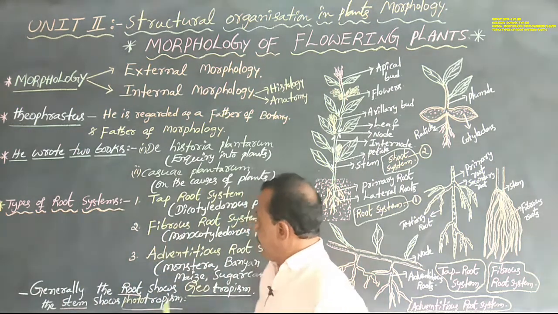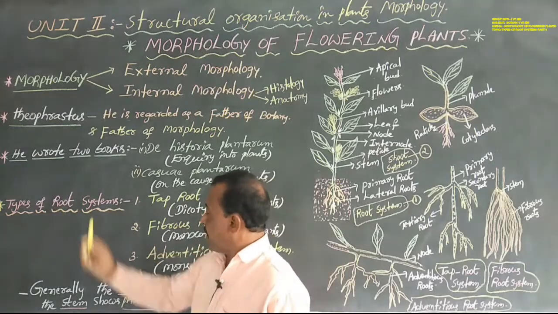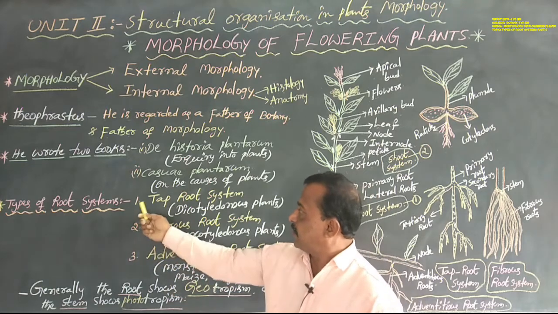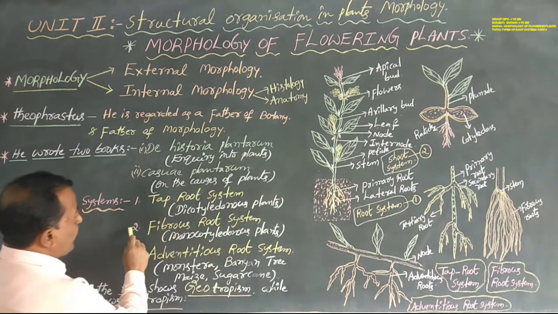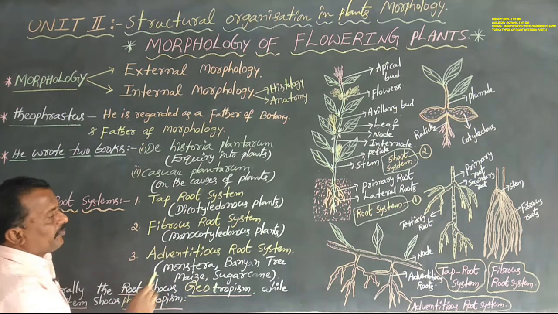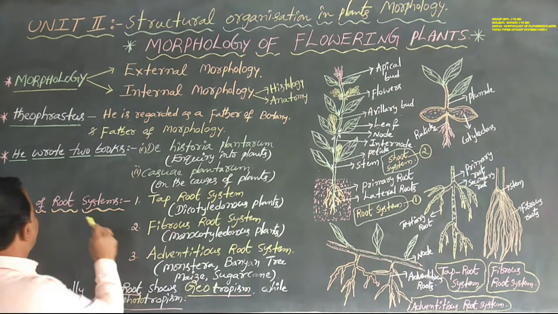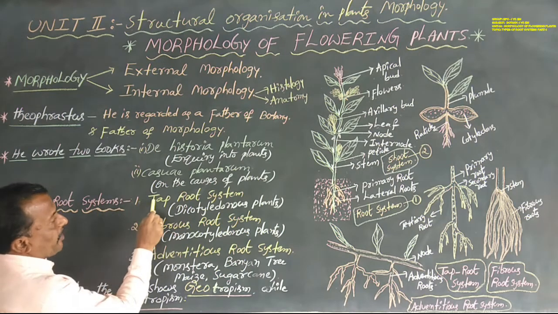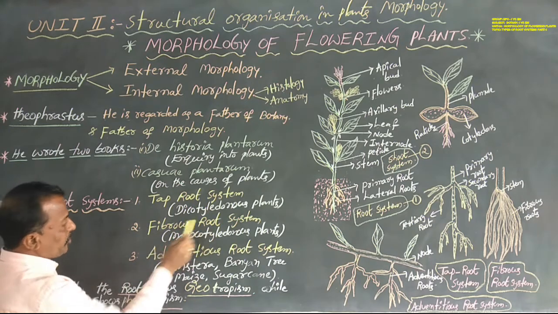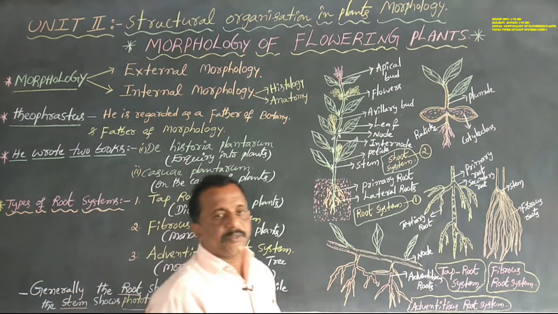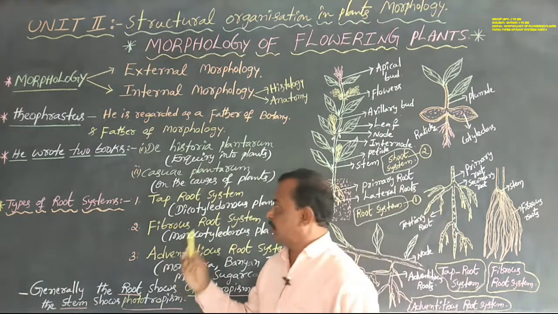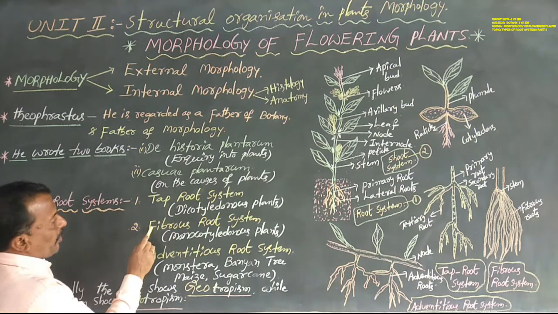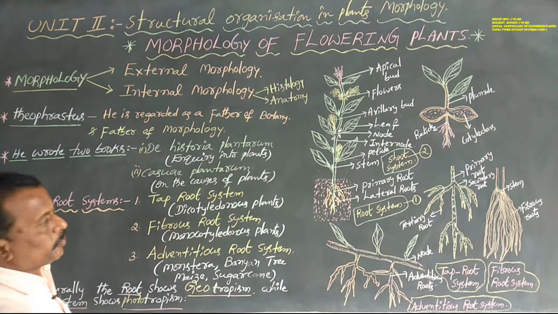Okay now. Next, coming to types of root systems. So three types of root systems are here. First one, tap root system. Second one, fibrous root system. Third one, adventitious root system. Root systems are of three types mainly. So let us discuss them one by one: tap root system, fibrous root system, and adventitious root system.